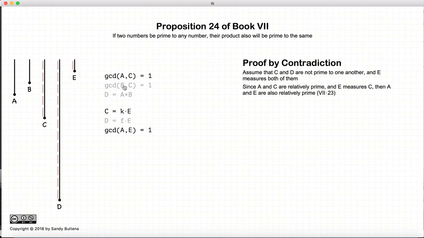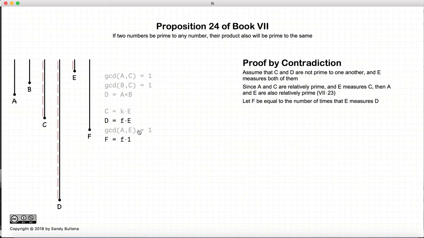Now since A and C are relatively prime and E measures C, according to Proposition 23 of this book, if these two conditions are met, then A and E are also relatively prime. So we have A and E are relatively prime.